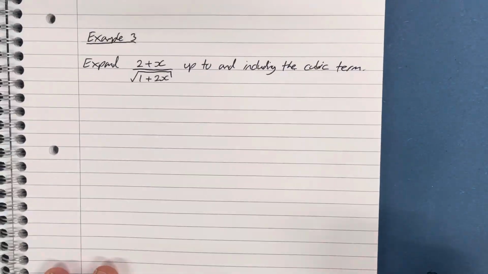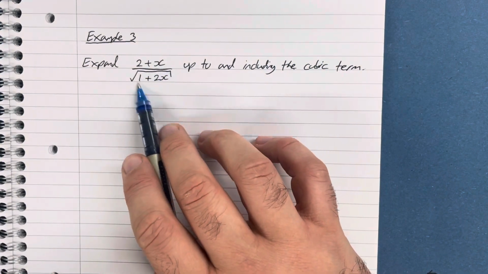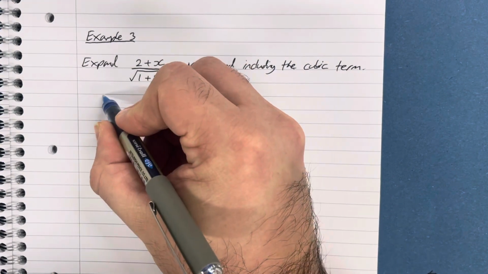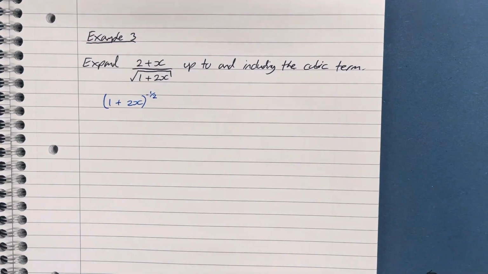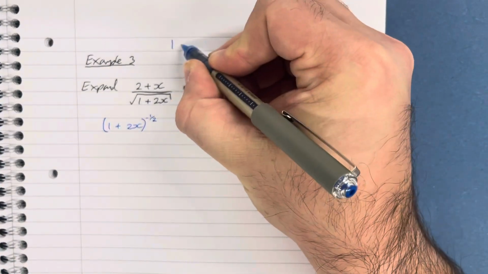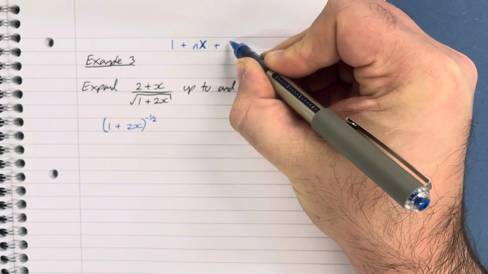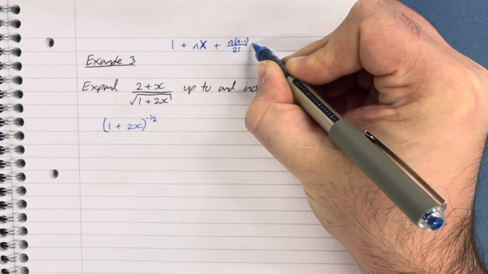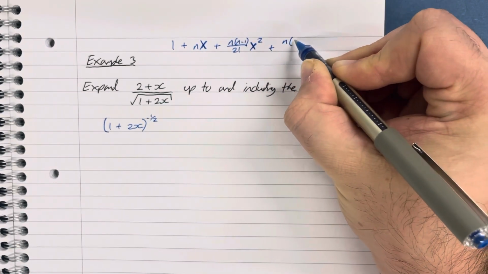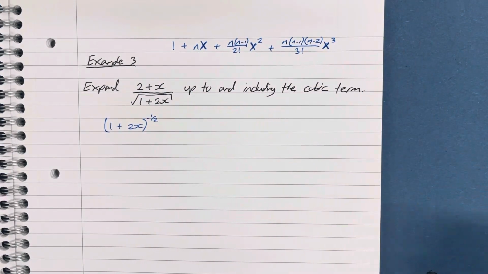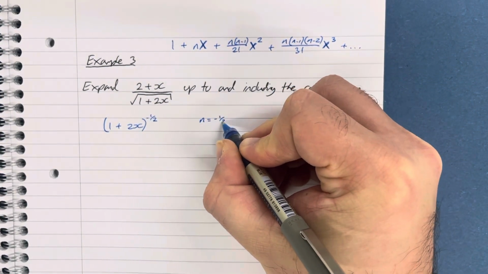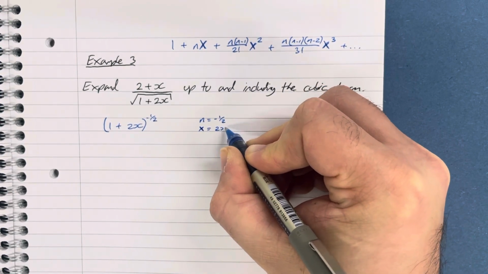Right. Example number 3, yeah, sometimes you're given an extra multiplier. So in this case, we're just going to apply the binomial expansion to the denominator. So I'm going to say that the denominator is 1 plus 2x to the power of negative a half, because it's the square root, so it's a half, and it's on the bottom, so it's negative. And the formula, don't forget, is 1 plus nx plus n times n minus 1 on 2 factorial x squared plus n times n minus 1 times n minus 2 on 3 factorial x cubed. Okay, and so on. So we're going to apply that here. In this case, our n is minus a half, and our capital X is 2x again.